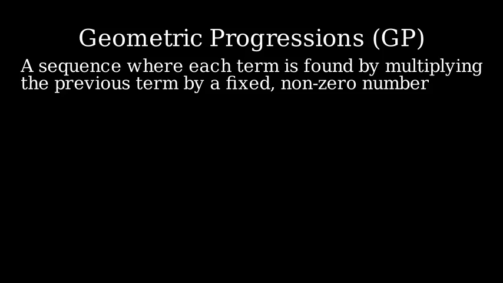If we denote the first term as a and the common ratio as r, then the geometric progression can be written as a, a times r, a times r squared, a times r cubed, and so on. Let's look at a few simple examples to understand this better.